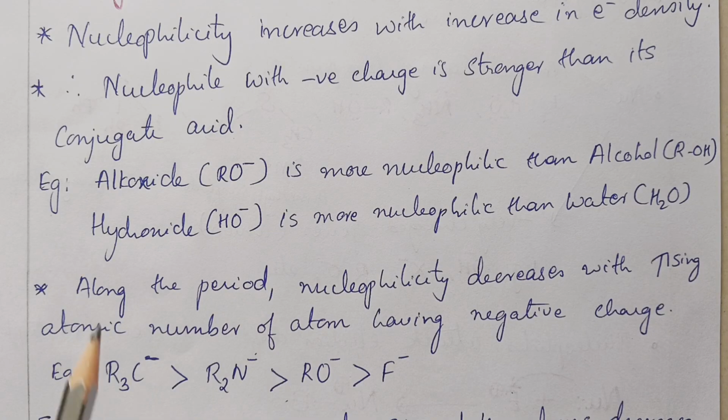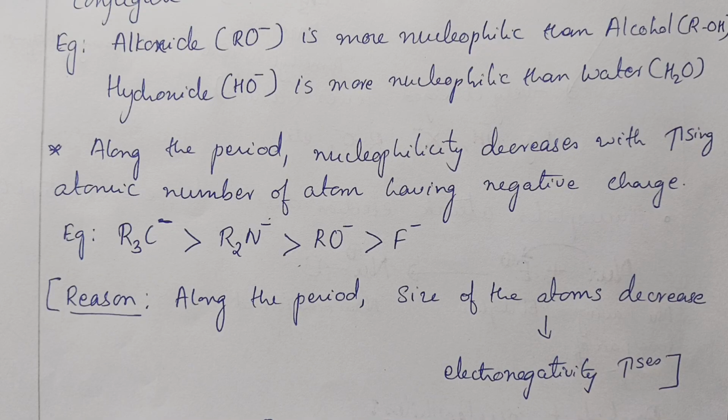Next point, along the period, that means in the periodic table from left side to right side, the nucleophilicity decreases with increasing atomic number of the atom having negative charge. Let's take an example. CH3 minus is more nucleophilic when compared to NH2 minus. That is more nucleophilic when compared to OH minus. That in turn is more nucleophilic than fluoride ion.